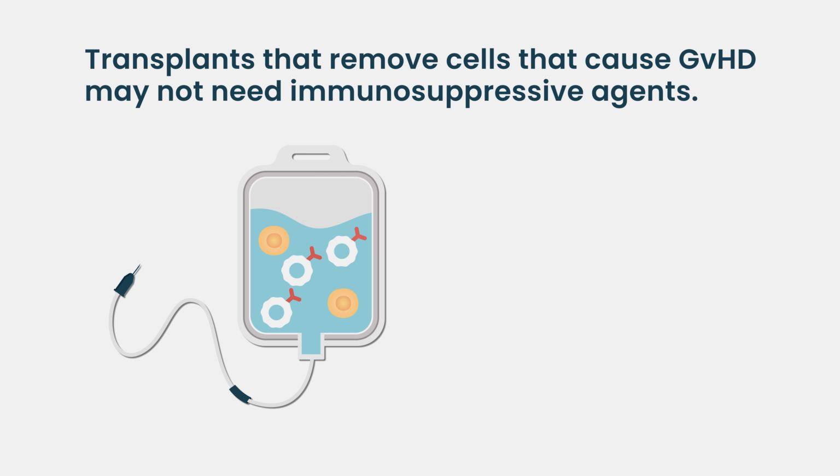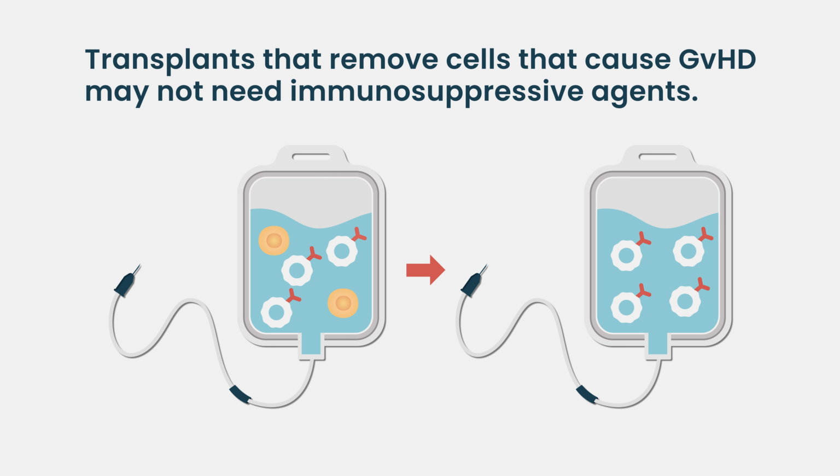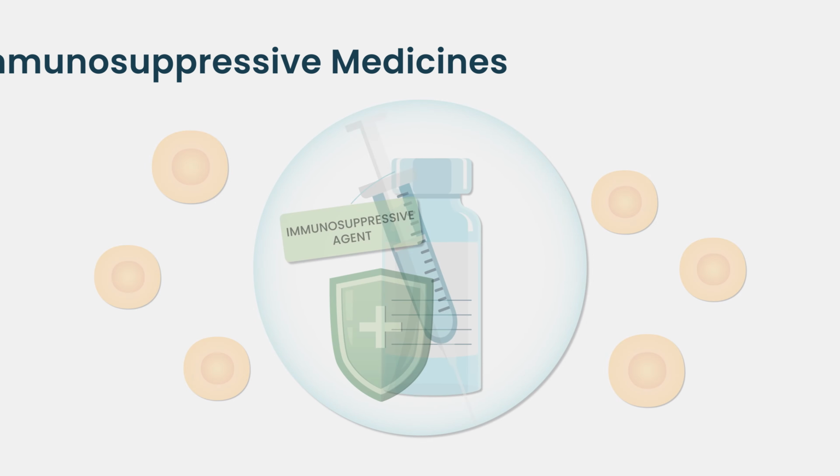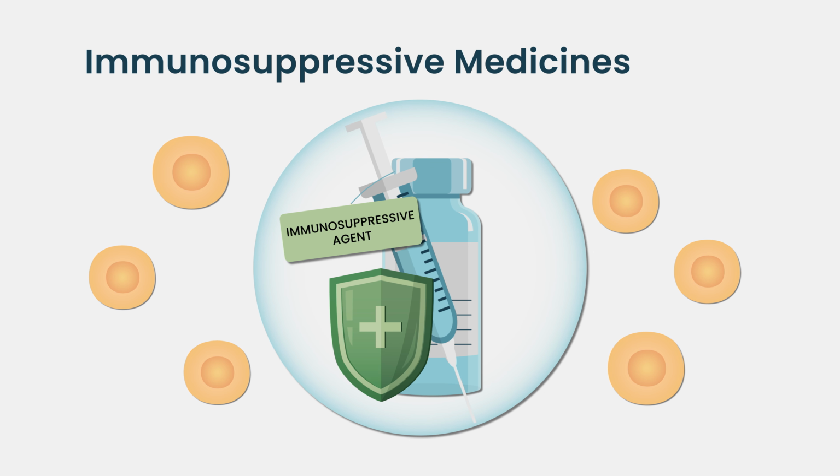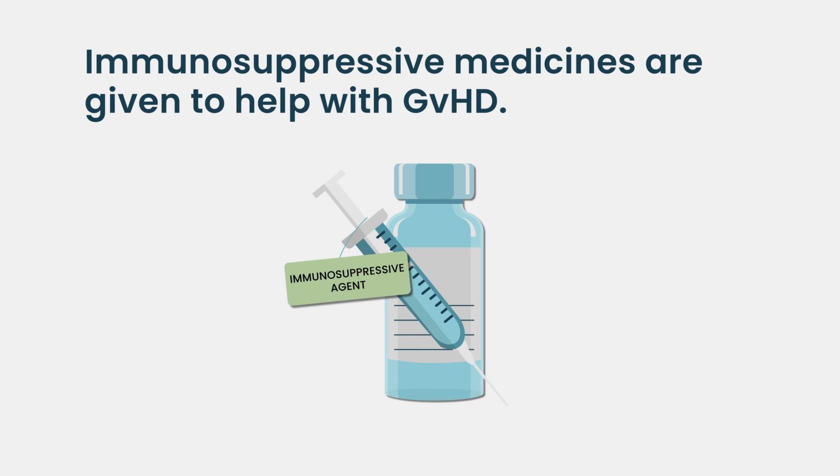With some types of transplants where we take out the cells that we think cause GVHD, we don't give any immunosuppressive medicines and just let that immune system recover organically in the body. Immunosuppressive medicines are drugs that weaken the immune system to prevent it from attacking healthy tissues or organs. With all other types of transplants, we give some combination of immunosuppressive medicines.